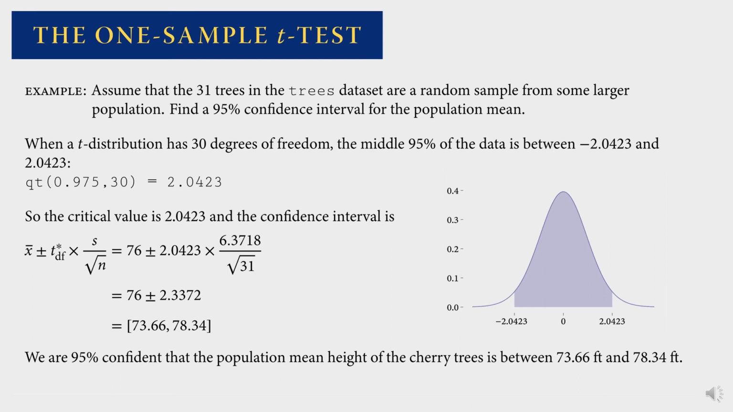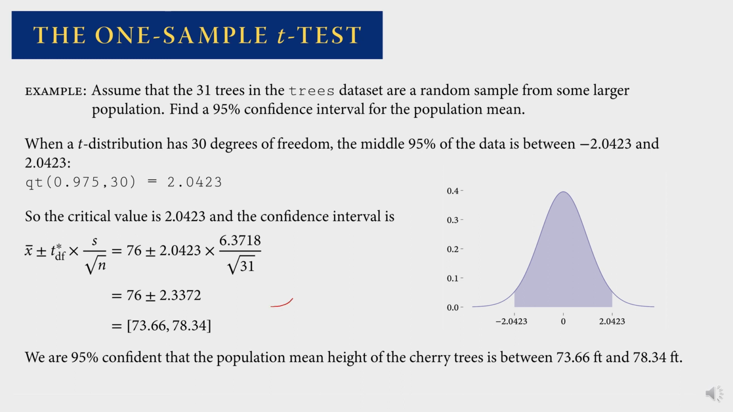s divided by the square root of n is called the standard error of the sample mean. You multiply the standard error by this critical value from the t-distribution with the appropriate degrees of freedom. The critical value depends on your interval. If you want a 95% interval, the critical value will be the 97.5th percentile because you want the middle 95% of the distribution. You want the area from the 2.5th percentile to the 97.5th percentile.